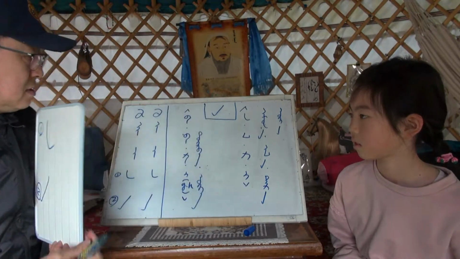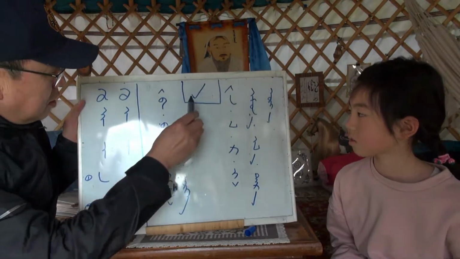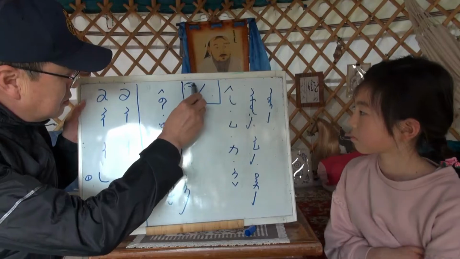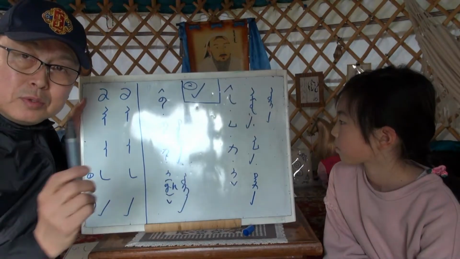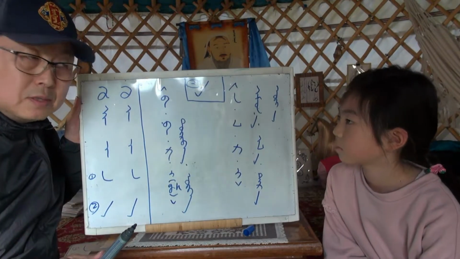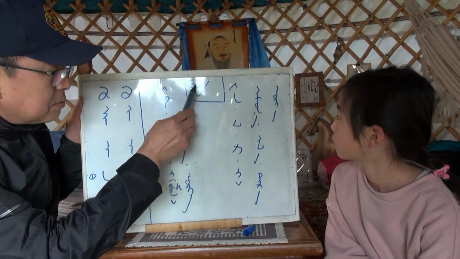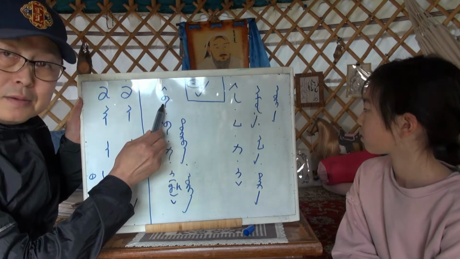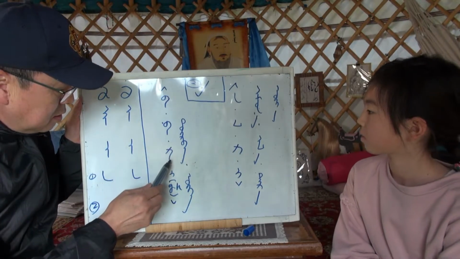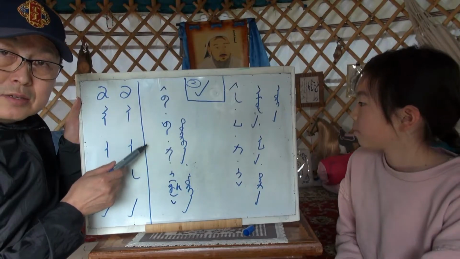Okay, so here's the rule. Now we start with shape number 2. Shape number 2 has a very clear rule. You use shape number 2 only after B, F, K, G, H. As I wrote here, I think you can see it.